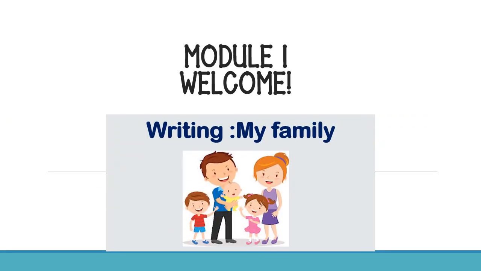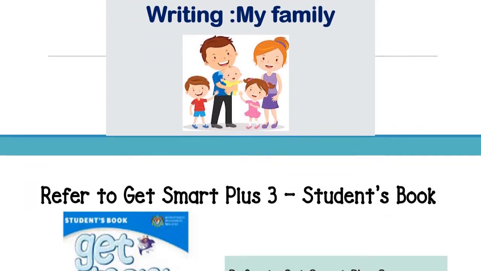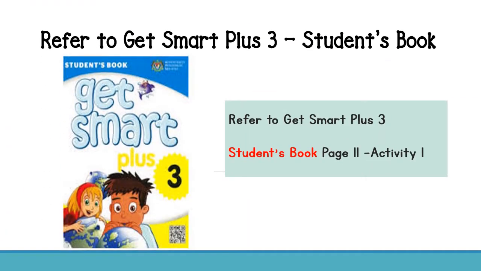Module 1. Welcome. Writing. My family. Today, we are going to do some writing activity. You are going to write about your family. Now, get your Get Smart Plus 3 students book and turn to page 11, Activity 1.